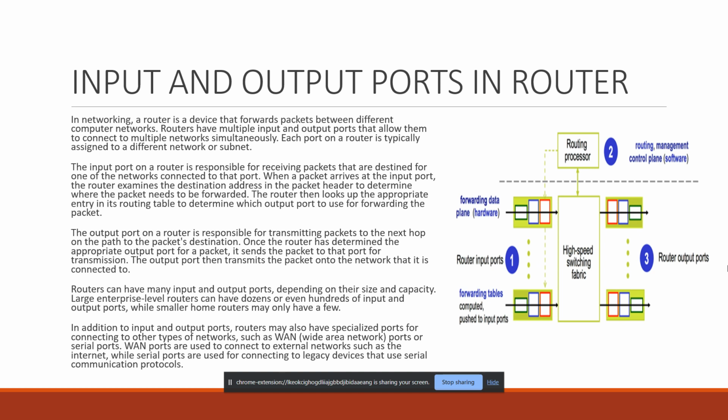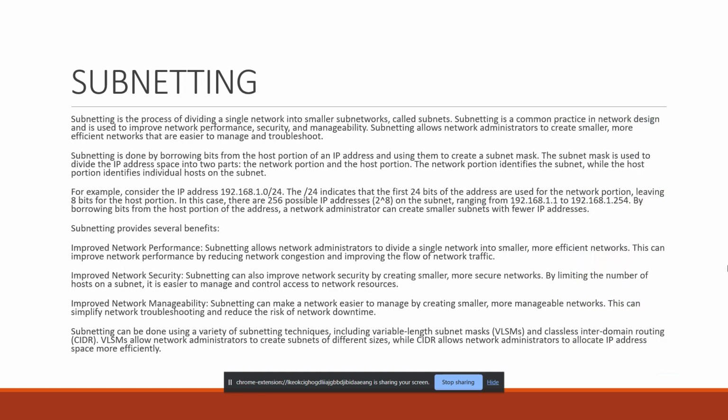Routers can have many input and output ports depending upon their size and capacity. Large enterprise-level routers can have dozens or even hundreds of input and output ports, while small home routers may only have a few. In addition to input and output ports, routers may also have a specialized port for connecting to other types of networks, such as WAN (wide area network) ports, or serial ports. WAN ports are used to connect to the external network, such as the internet, while the serial ports are used for connecting to legacy devices that use serial communication protocol.